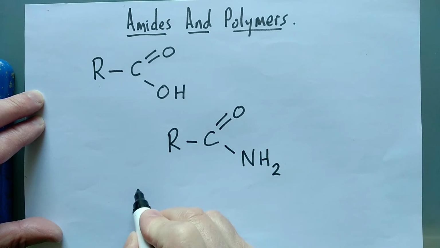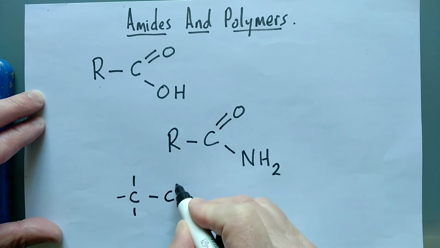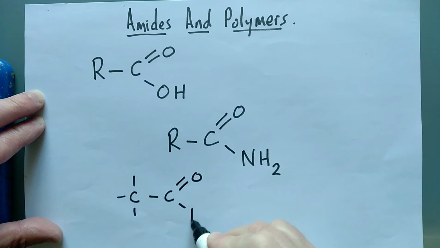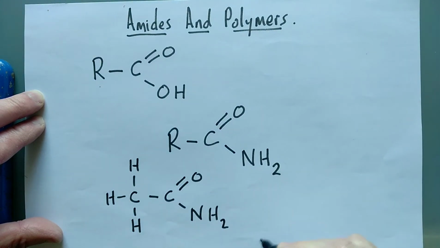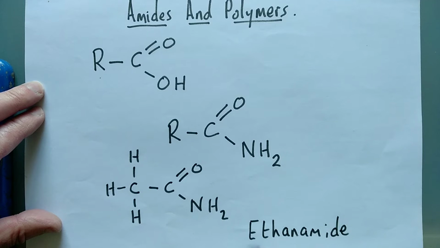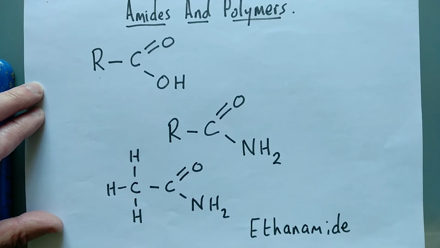So the naming would go, let's say this was a CH3 to start off with, and then a CONH2 with the H's around here. Now that would be ethanamide. Okay, so you're just going by the length of the carbon chain and taking the E off and sticking amide at the end.